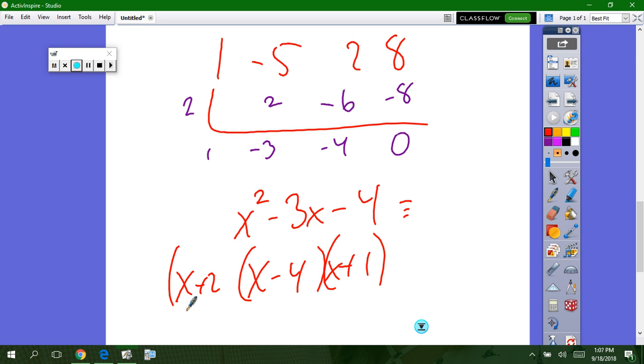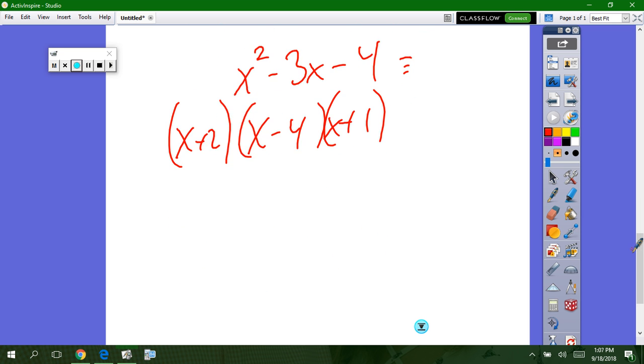So notice, if they ever ask you to put it in linear pairs, this is what linear pairs is. Well, what are my zeros? Because that's what I was looking for. We have -2, 4, -.